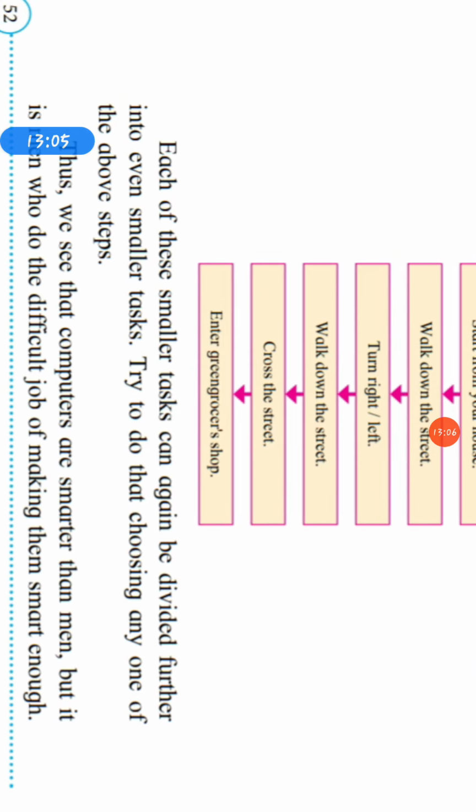Again, each of these smaller tasks can be divided further into even smaller tasks. So the subdivided tasks given above can again be divided into smaller ones. Try choosing any of the steps above. You can choose one and again divide it into smaller ones.